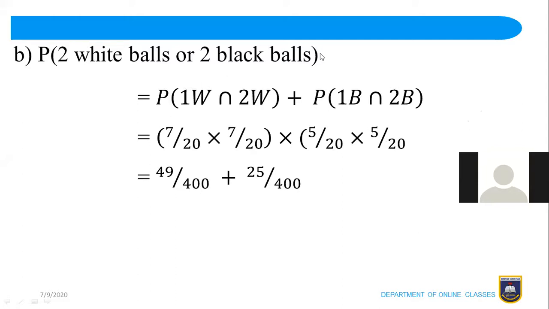Now, the times here is supposed to be plus. Let me use annotations here for you. This is supposed to be plus, so you take note of that. Good. So if you add the two fractions here, it is going to give us 74/400. And you know, we can simplify this answer to obtain 37/200. So this is the probability of selecting 2 white balls or 2 black balls.